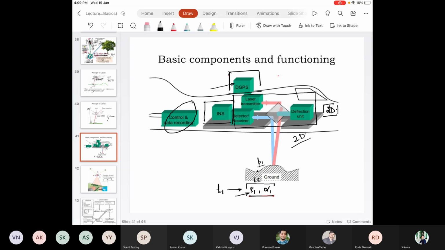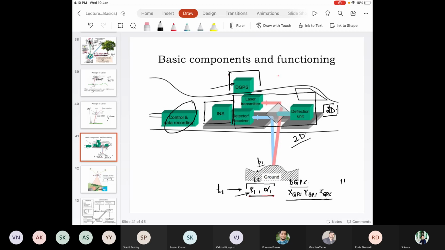Then we have a DGPS unit. The DGPS unit records the coordinate of the flying aircraft, where it is, from where this laser beam is fired. That coordinate is recorded.